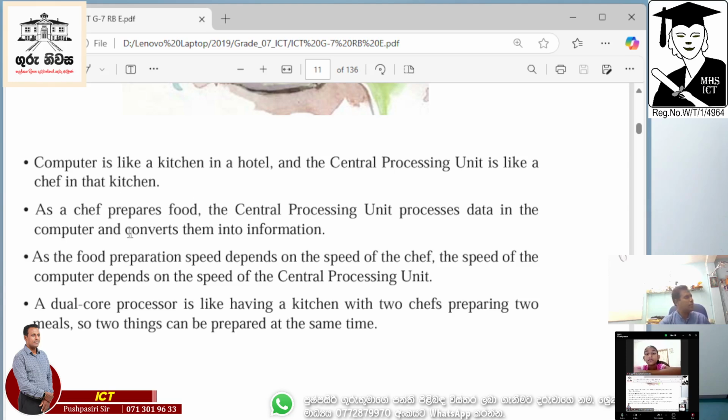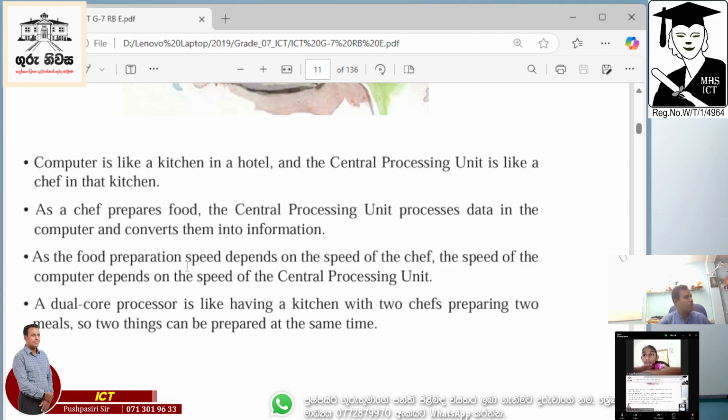As a chef prepares food, the central processing unit processes data in the computer and converts it into information. So like that, the chef takes all the raw material, puts it into the bowls and all, and then makes it into food, no? The same way, the CPU converts whatever input data we give into information. So it is processing.